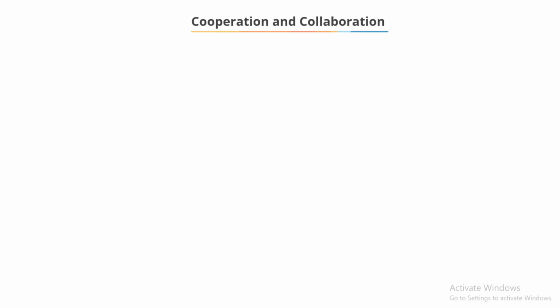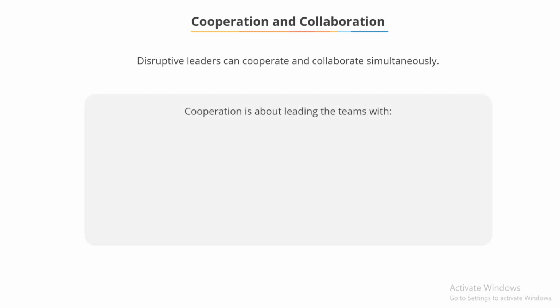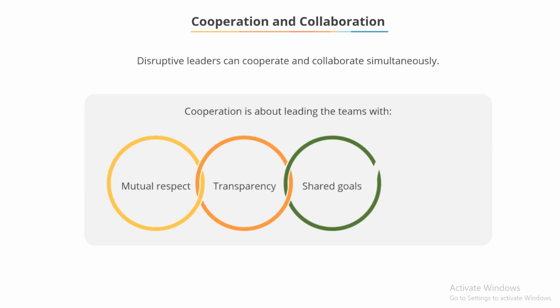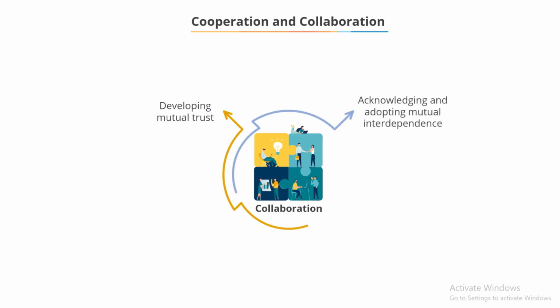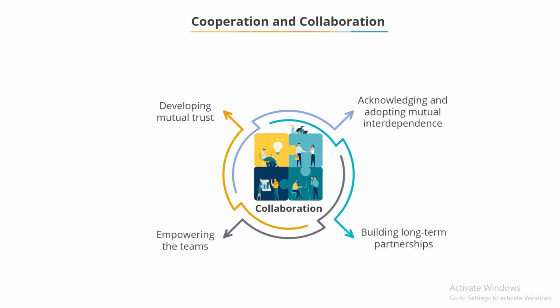The next trait is cooperation and collaboration. Disruptive leaders can cooperate and collaborate at the same time. Cooperation is about leading the teams with mutual respect, transparency, shared goals, and better engagement. Collaboration is about developing mutual trust, acknowledging and adopting mutual interdependence, building long-term partnerships, and empowering the teams.